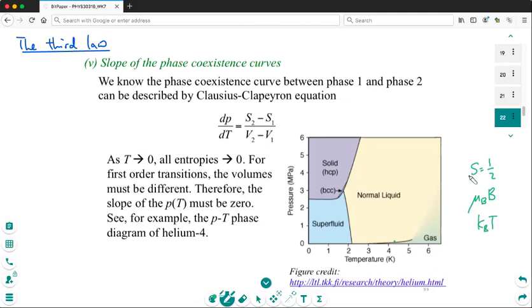Okay, so we are going to analyze the situation of the limiting cases. And that is to say, when we talk about high temperature, we are going to assume k_B T to be much, much larger than mu_B B.